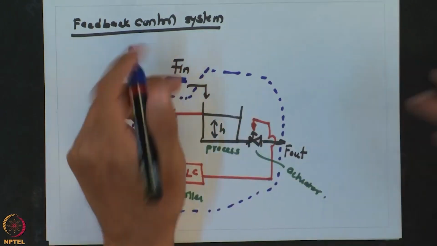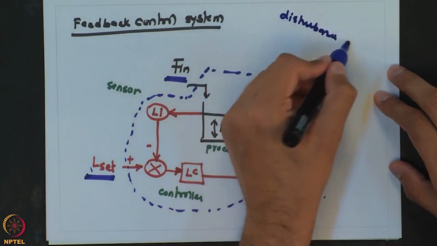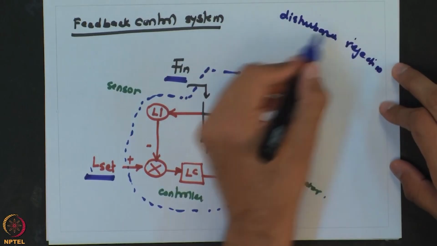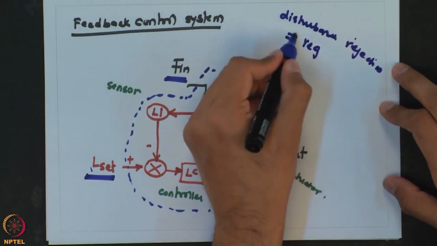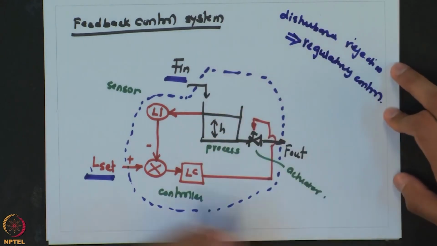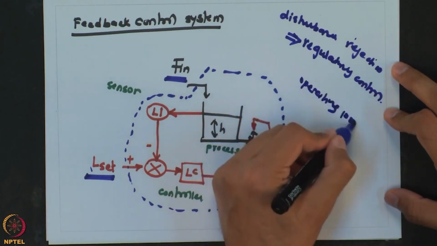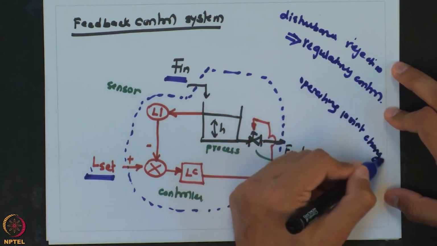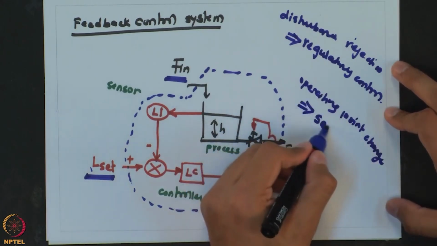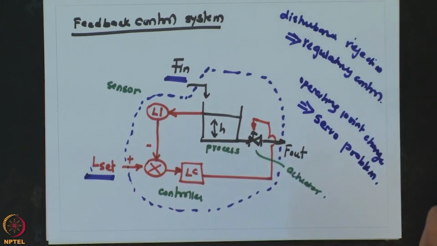Whenever we look at the objective of disturbance rejection, we call it regulatory control. Whenever the set point or operating point changes, that type of control problem we call a servo problem. So, we will look at how the feedback control system behaves when it is a regulatory problem or a servo problem.